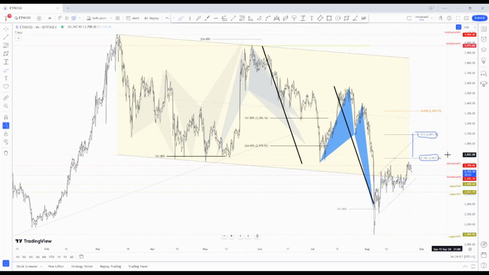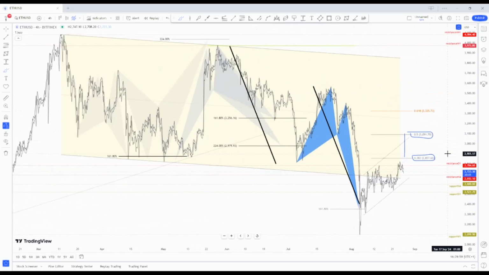So pay attention to these price zones that I shared with you today, and I hope they bring some value and some interesting price zones for you to consider, synced with your own strategy, of course.